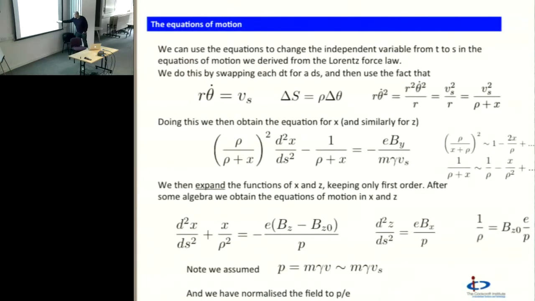Now this thing is actually just equal to 1 over rho, because when we do the expansion, we pick up a 1 over rho term here, which we then bring over to the right-hand side.